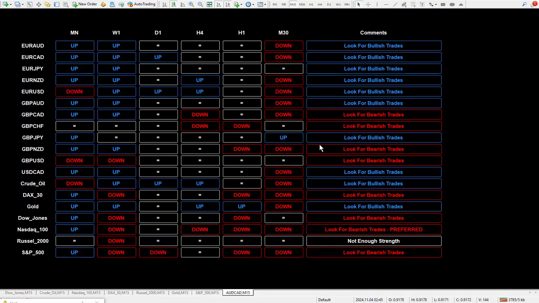Now here is my daily trade plan. It's running in real time. It analyzes the charts from the monthly all the way down to the 30 minutes. After some calculations within the comments here, it'll either say look for bullish trades or bearish trades, and some will say preferred. And when there's no decision, it could say something like not enough strength.